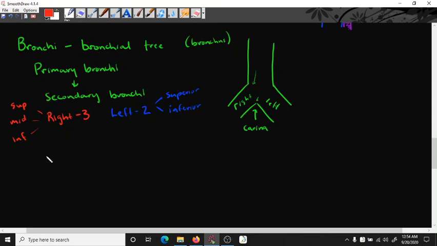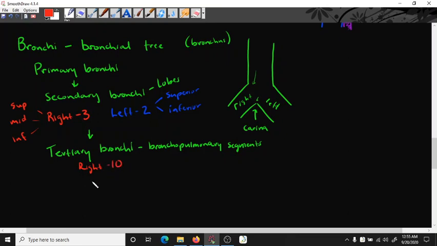When they enter the lung, the actual lung tissue, these secondary bronchi branch out into tertiary bronchi. And where these secondary feed the lobes, these tertiary feed what are called individual bronchopulmonary segments. And your right side has 10 of these, and your left has between 8 and 9. There are some changes that happen as you age, stuff starts fusing together.